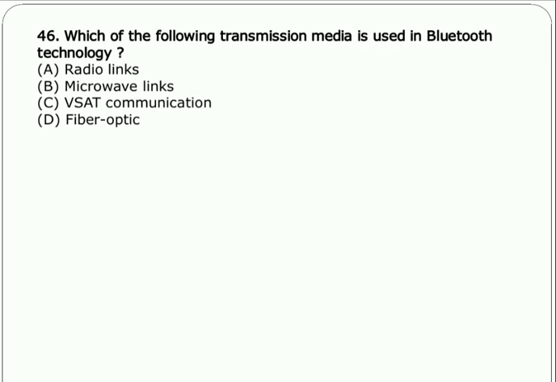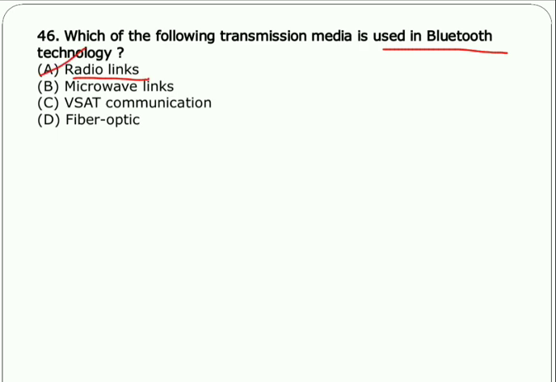Next, fiber optics cable. The fiber optics cable consists of a bundle of glass threads, and here light passes through these glass threads. That's why the transmission speed of fiber optics is higher. Here in the fiber optics, each glass thread is capable of transmitting messages modulated onto light waves. Okay, here the Bluetooth technology is using the radio links. So this is the correct answer.